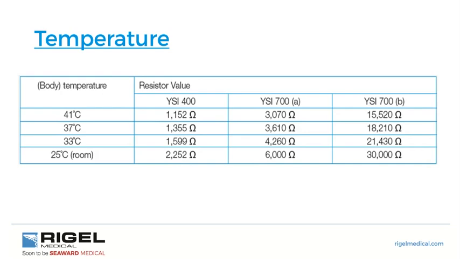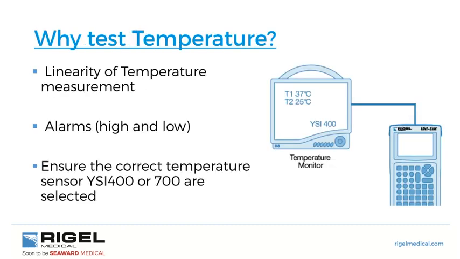And then we have different YSI values, which typically tie into different probes, but YSI 400 is probably the most common in patient monitoring. Why test temperature? Again, we're looking for linearity of temperature measurement. We're looking at high and low alarms to ensure that a patient isn't overheating. And then we want to make sure we've got the correct temperature sensor set up on our monitor.